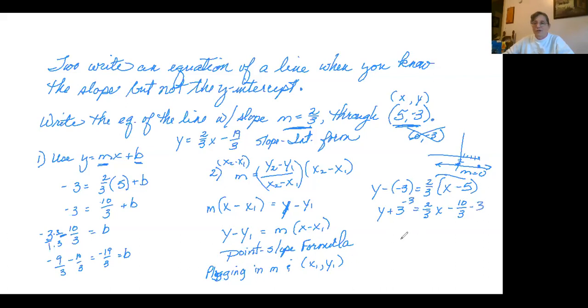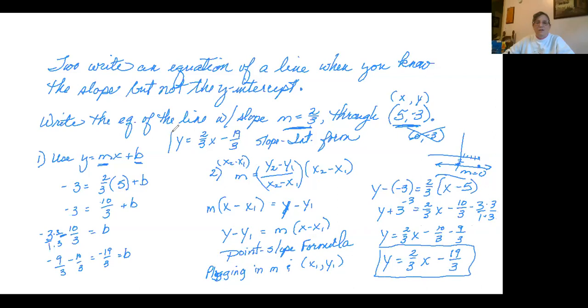Subtract 3 from both sides. That gives me y equals 2/3 x. That's still 3/1. Multiply to get a common denominator, so that would be a minus 10/3 and a minus 9/3. So we get y equals 2/3 x minus 19/3, which is, of course, the same thing we got before.